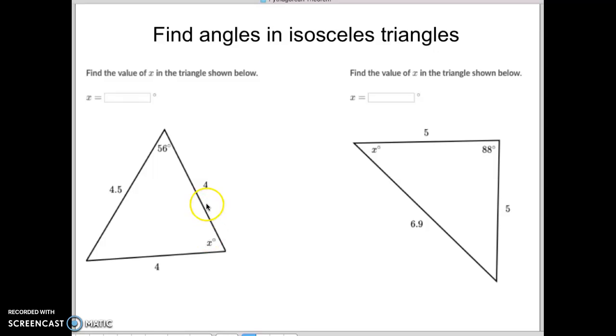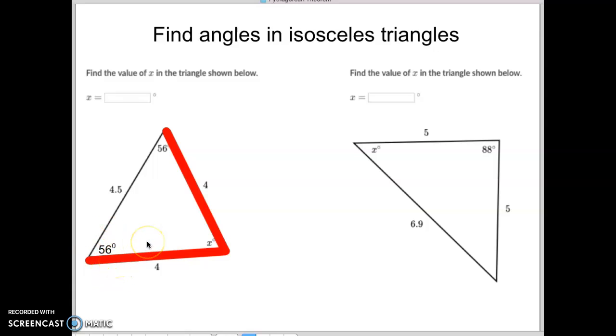The other nice part about isosceles triangles is this side here and this side here are exactly the same. So on an isosceles triangle, two sides are the same, so I'll highlight that for you. What that means is that whatever the degree is at the end of this leg has to be the exact same degree at the end of this leg. So I'm going to actually put in a 56 degrees there.